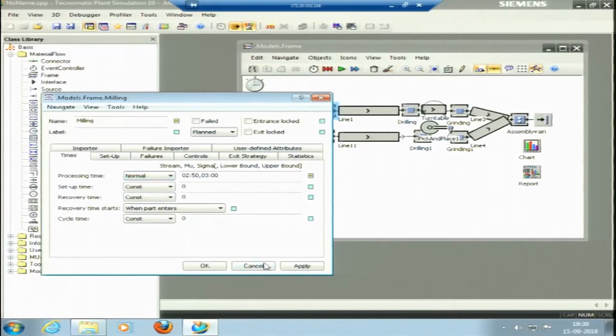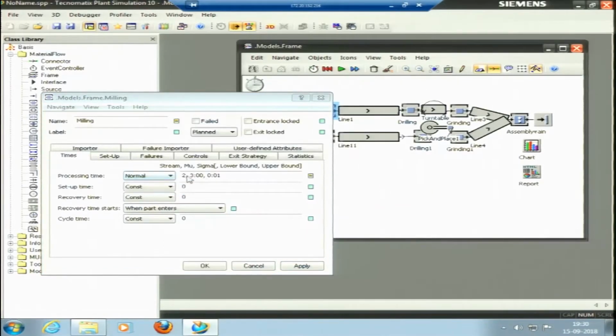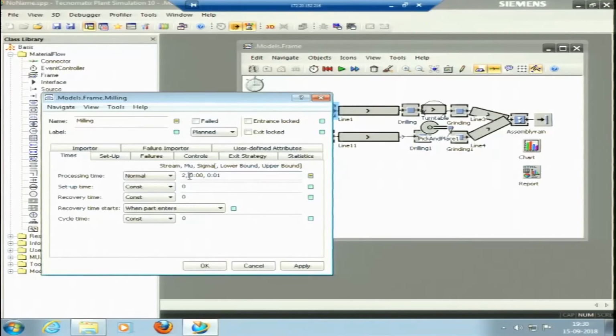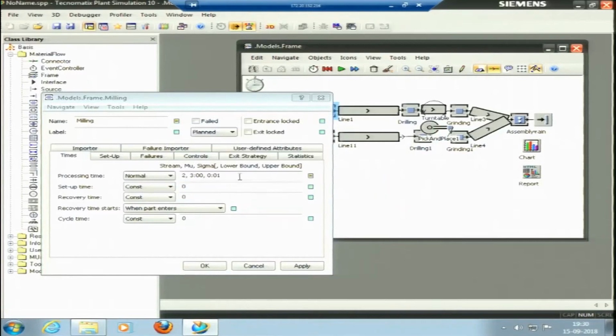So if I change this time, you can see, okay, I do not apply, because if I do not put it in a proper way, this is stream mu sigma. I was showing the value, that's 250 and 3. The value of mean was smaller than sigma. So that is why it said it is showing the negative value, it wouldn't accept any other format than is required.